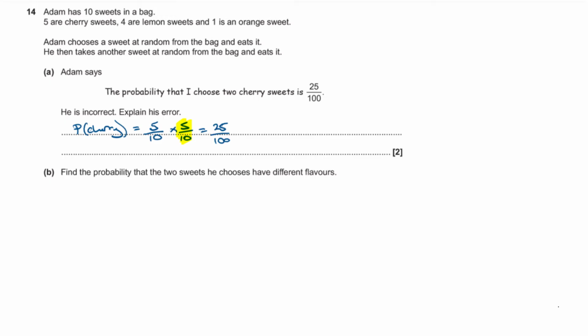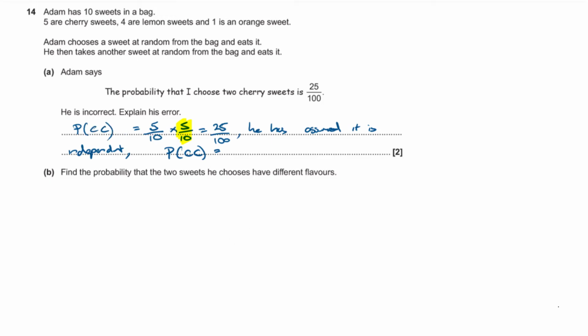He has assumed it is independent. But actually it is dependent probability, isn't it? So that second selection is dependent on the first. What it should have been, probability of cherry is actually, yeah, that should say cherry as well, shouldn't it?